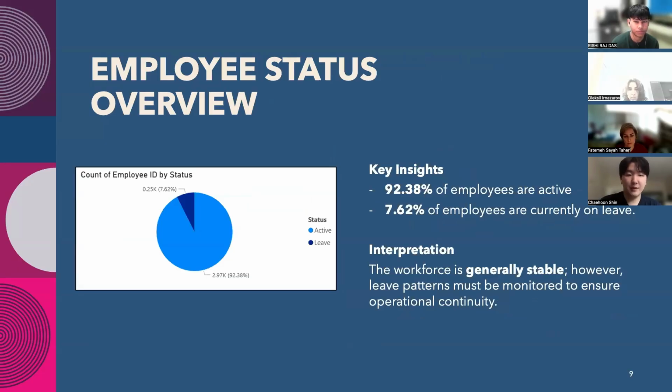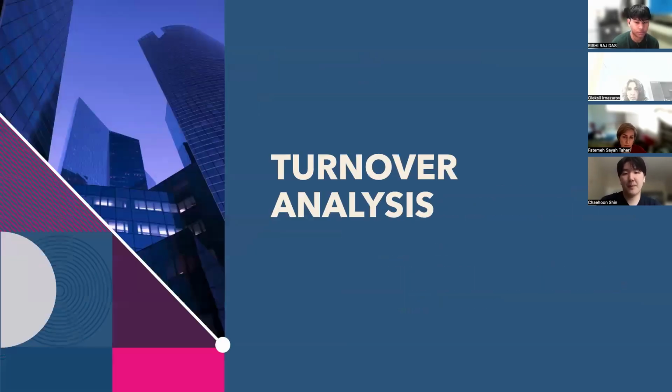For the employee status overview, I was looking at how many employees are active and how many are currently on leave. Here, 92.38% of employees are active and only 7.62 percent are currently on leave. The workforce is generally stable, I can tell. However, leave patterns must be monitored to ensure operational continuity. Now, I'll hand it to Fatima.